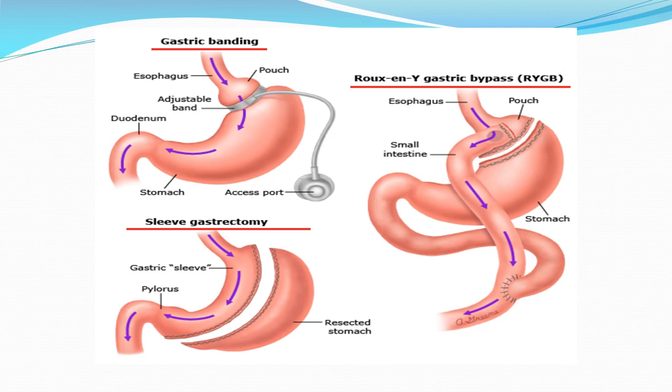And this diagram represents the three major categories of bariatric surgery. We have gastric banding, sleeve gastrectomy, and Roux-en-Y. Actually, the most popular of these bariatric surgery types is this one here, which is the sleeve gastrectomy. This is the most popular type of bariatric surgery performed for diabetes.